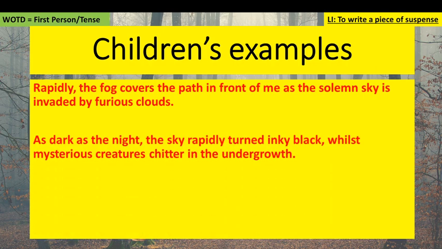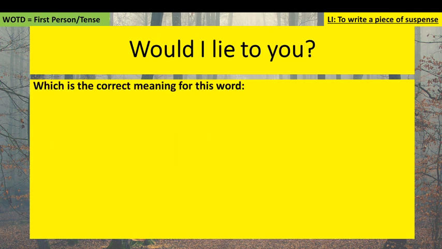The last example we're going to look at that was written in the past by a student is: as dark as the night, the sky rapidly turned inky black, whilst mysterious creatures chitter in the undergrowth. So what's really good about that sentence is it has a simile, and it's used a simile as a sentence starter. So varying your sentence starters are really important. You do need some that are simple sentences, so maybe starting with the, just so it doesn't get too complicated, but it's really good if you are varying what you're starting your sentences with.